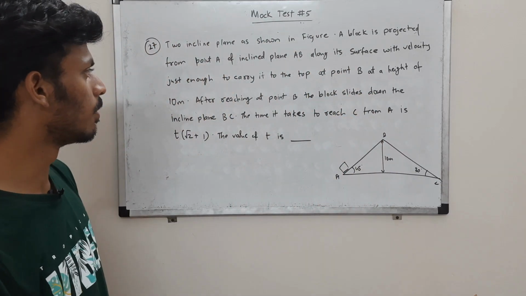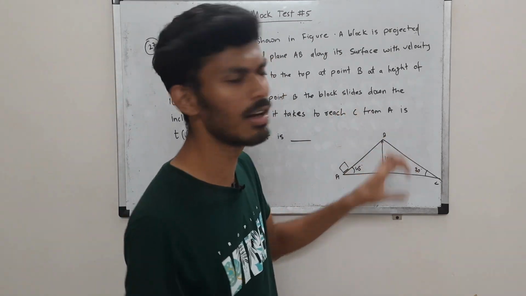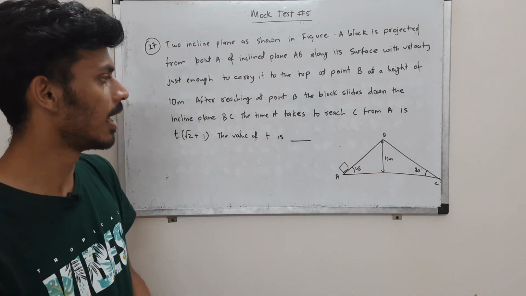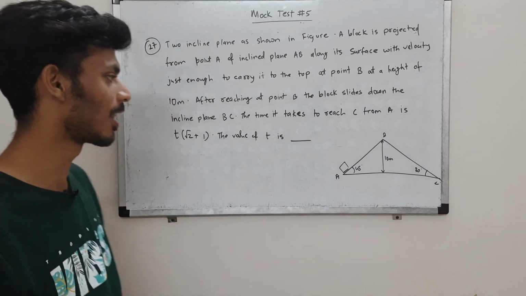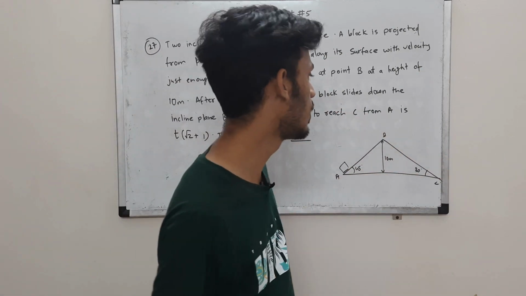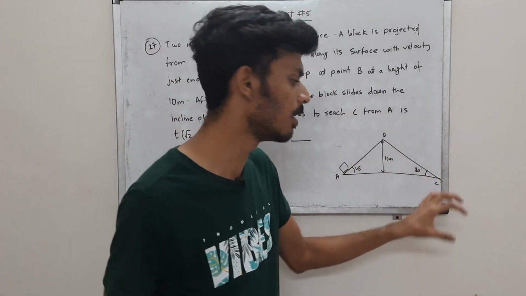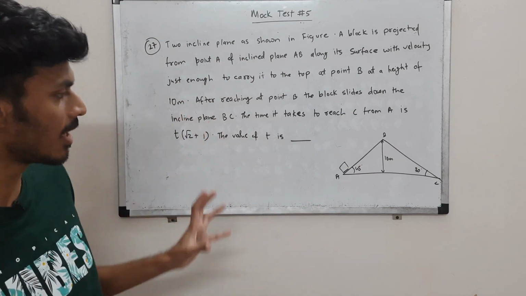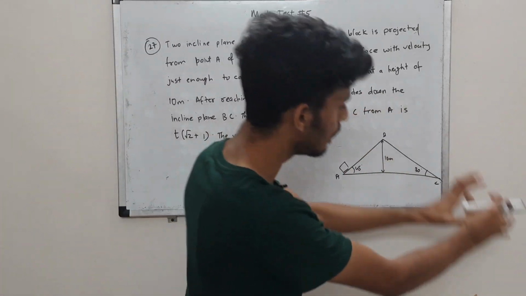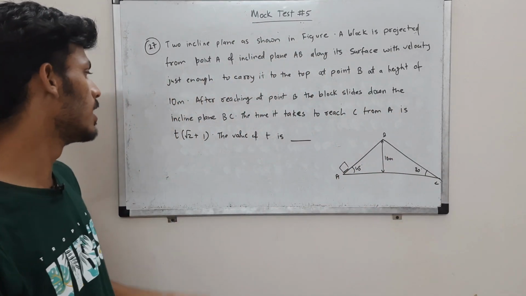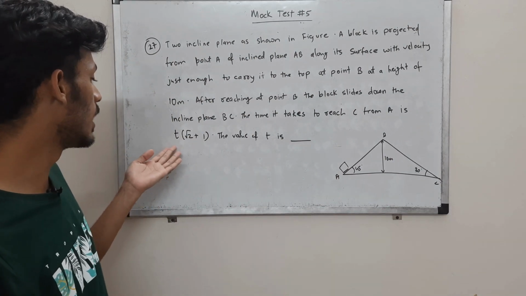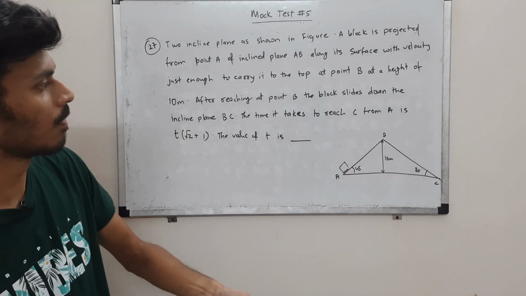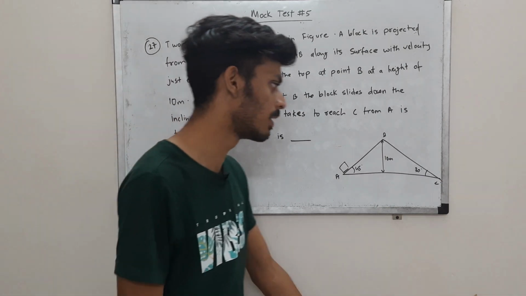Now the block starts to slide from there on its own due to gravity, right? g sin theta along the incline. So it will start to slide down the incline BC. The time taken for this entire journey, from A to B and B to C, this total time is 2t times root 2 plus 1. You are supposed to find the value of this t.